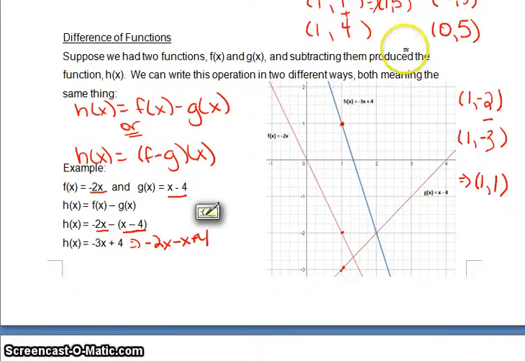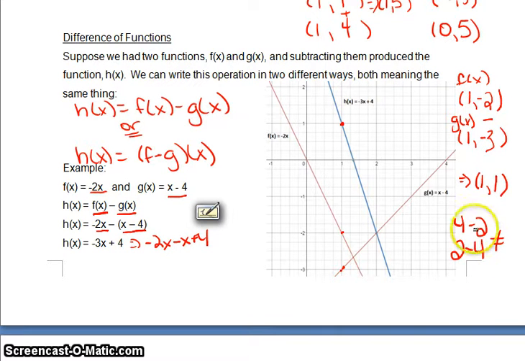So just make sure, if I can make one really strong important note here, it must be f of x subtract g of x. So here, f of x comes first, then it's g of x. If I can make this even stronger, 4 minus 2 is not the same thing as 2 minus 4. Those are not the same thing. So it's really important that you have your order correct.